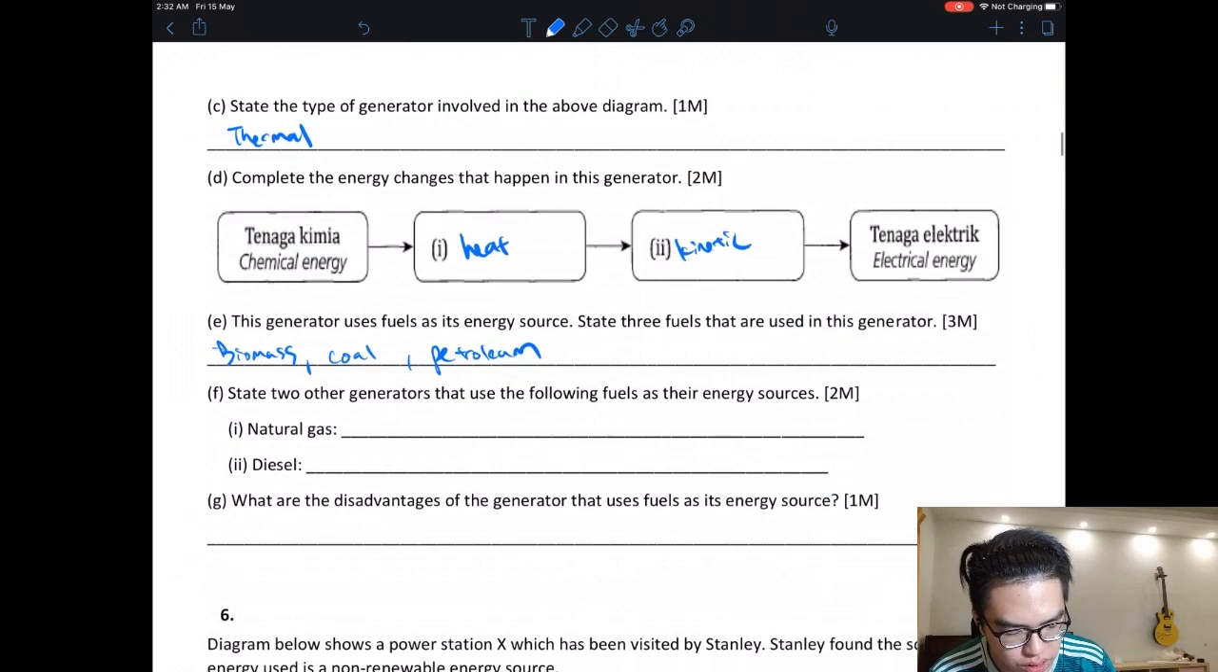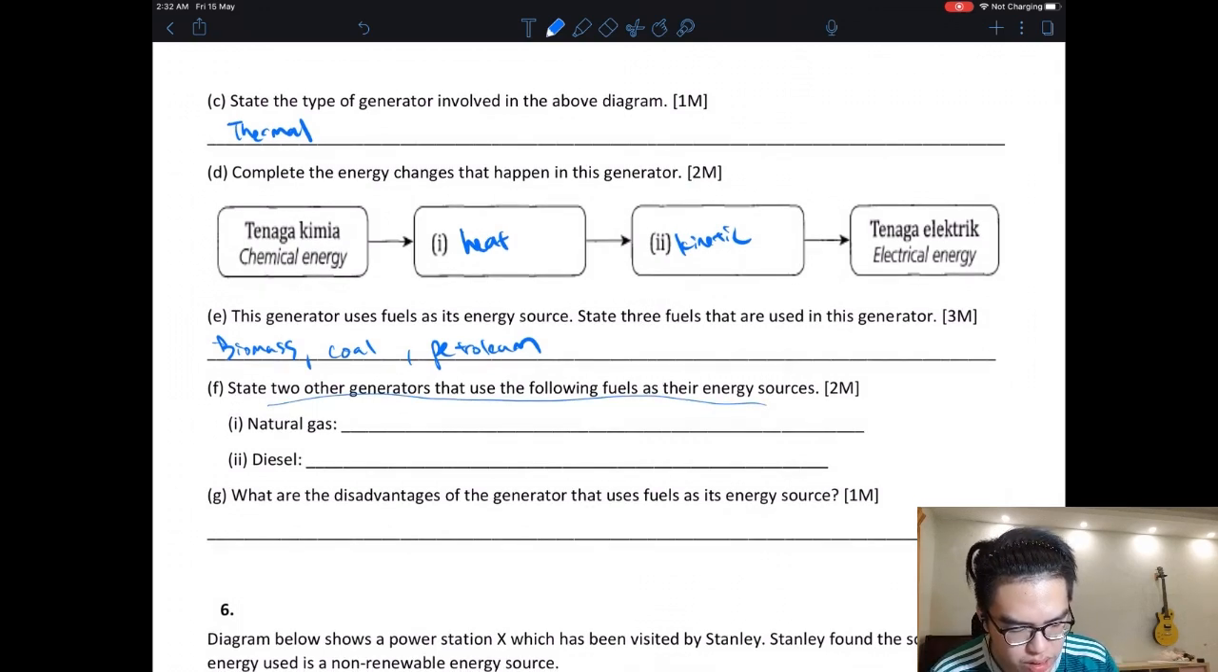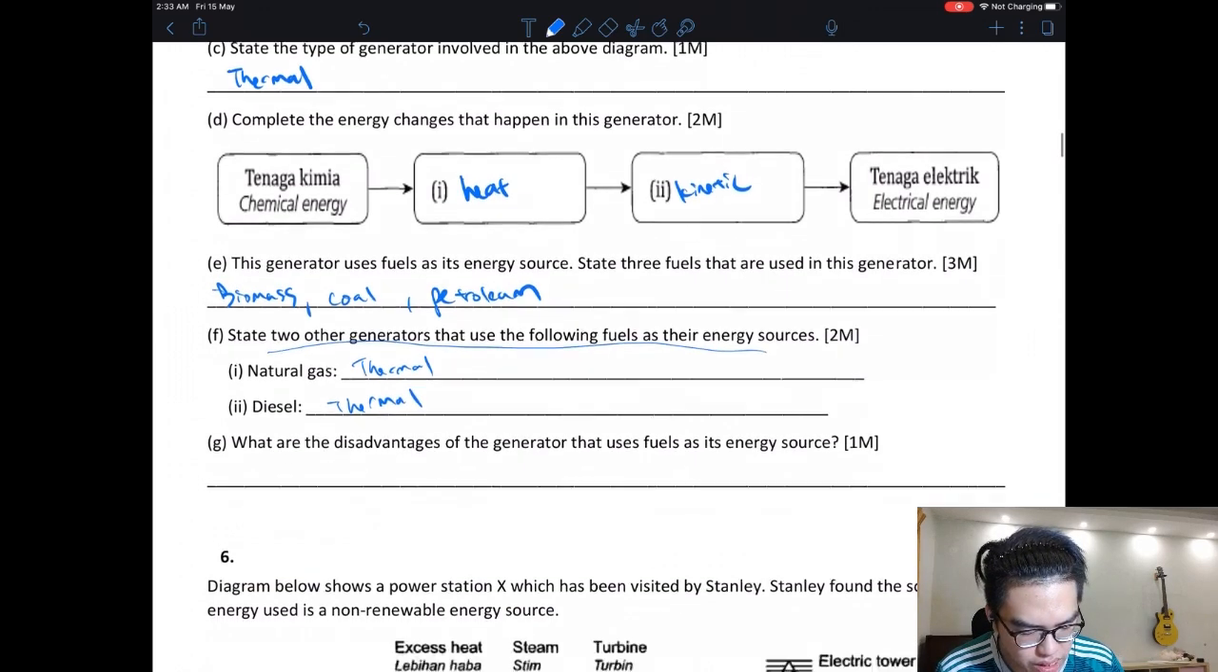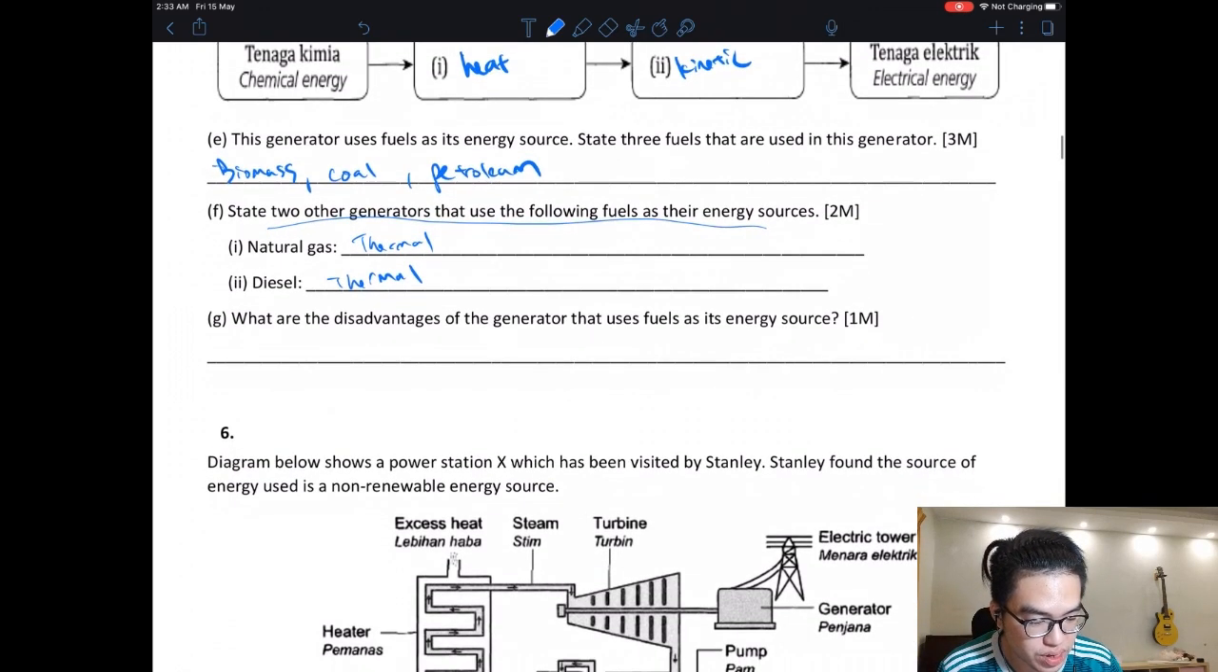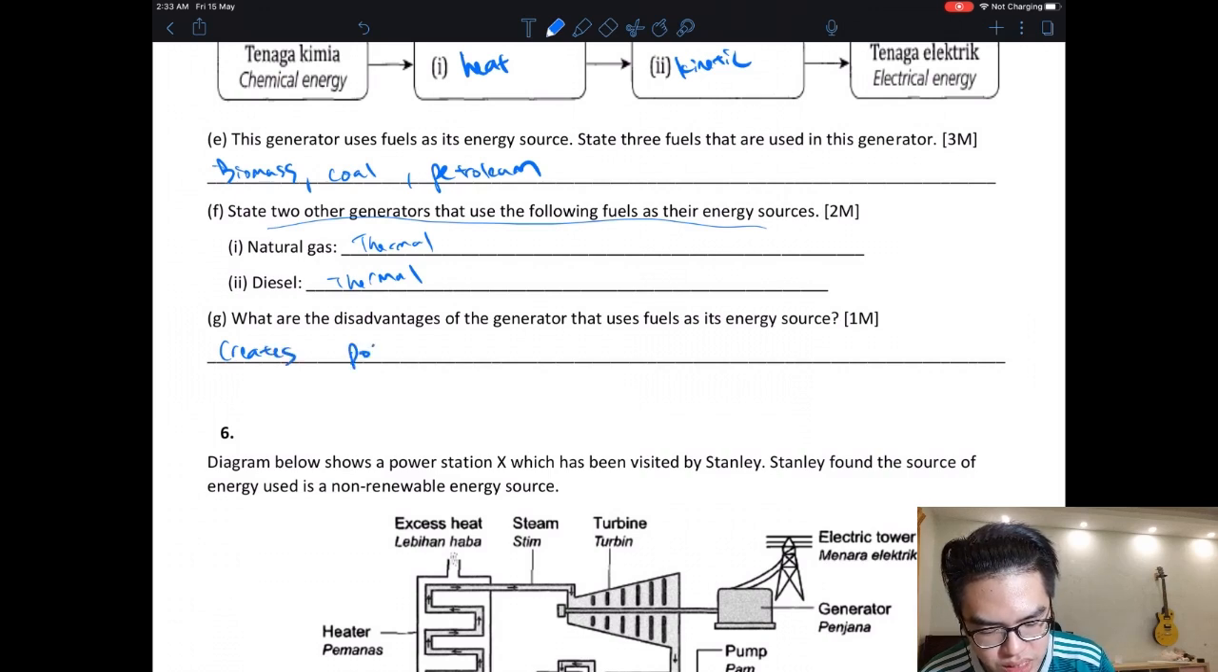State 2 other generators that use the following fuel as the energy source. So natural gas, you can say thermal generator. Thermal, both use thermal because they are fuel. And then what are the disadvantages of a generator that uses fuel? It creates pollutants, or you can say air pollution.